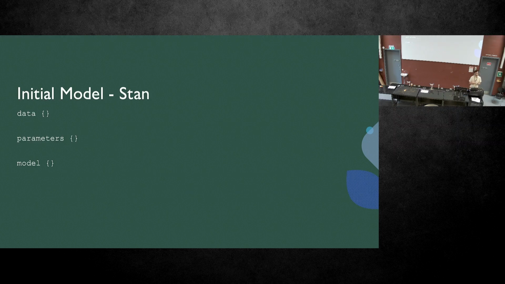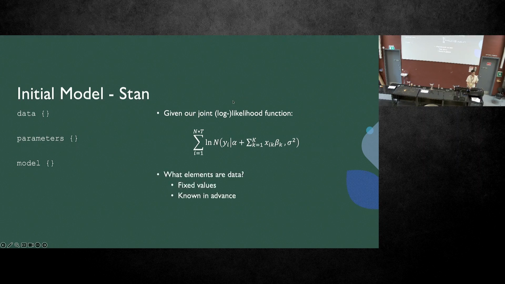Hopefully quite self-explanatory there. So if we have a look back to our joint log likelihood function and all of our terms here, what do we think that we're going to be putting into our data block? What are our fixed known values from this expression that we can pass in as data? Yes, N and T, that's good. Anything else? That is possible. In this case, we are estimating sigma, so it wouldn't be data.